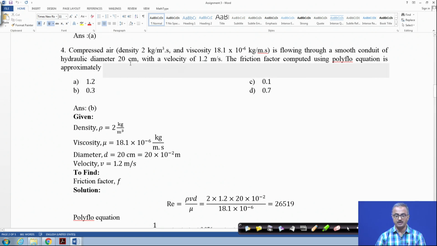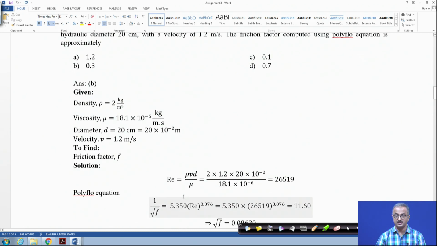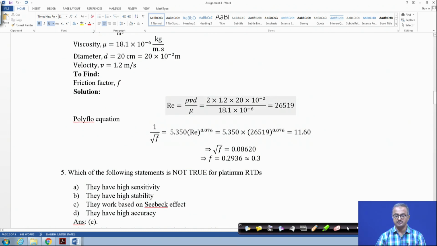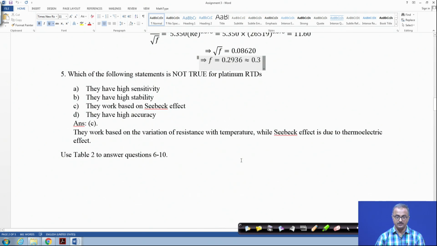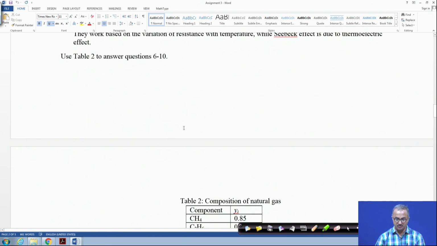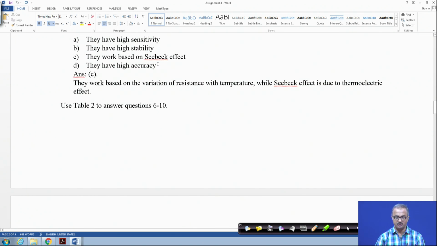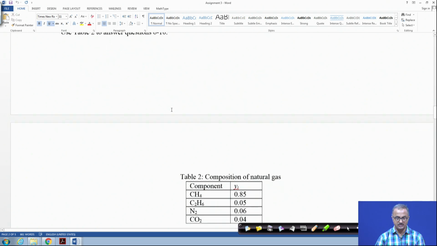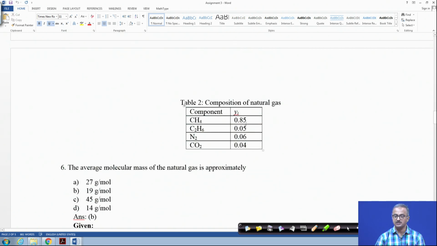So you take the appropriate data which are required to find out the Reynolds number, and once you have found the Reynolds number, you choose the appropriate correlation in the turbulent regime or laminar regime, depending on what kind of geometry you have, and find out the friction factor. So you see that here we are using a Poiseuille equation, and we are getting the friction factor value. Then it is about a theoretical question on RTD. You can simply go to your lecture notes. The next question is based on this particular table, which gives you the composition of a natural gas.